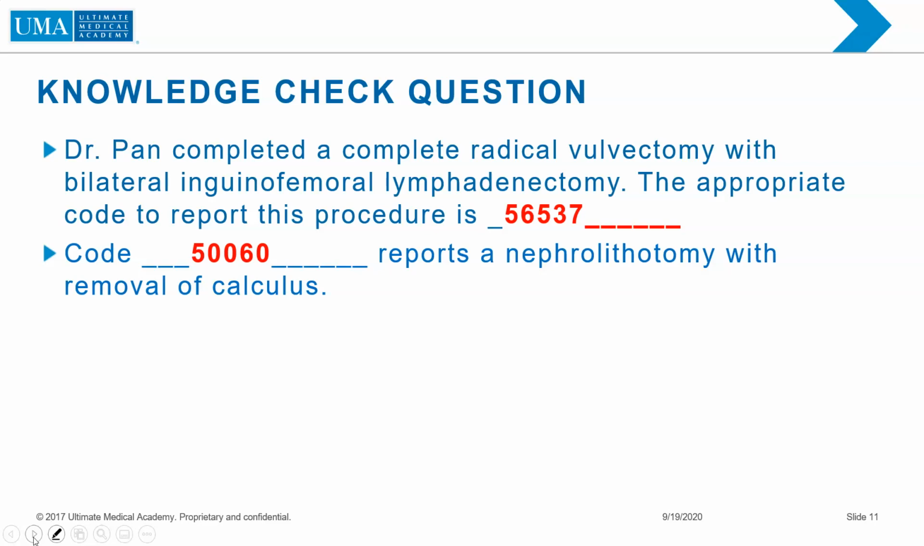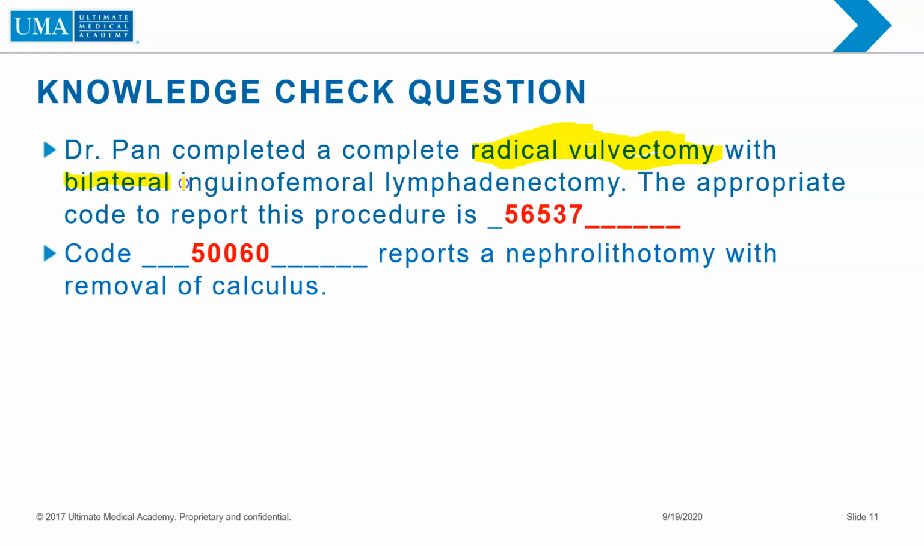Okay. Dr. Pan completed a complete radical vulvectomy. So this is the procedure here. Let's get that highlighted. A complete radical vulvectomy. We're going to look this up. We could even use the index, right? Because vulvectomy is a terminology word, and you can always look up your terminology words in the index. And it says with, so it's giving you something else, bilateral. Bilateral means it's a procedure that has been or is performed on both sides.